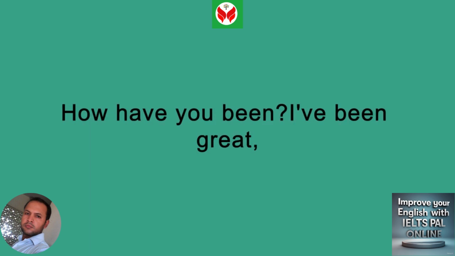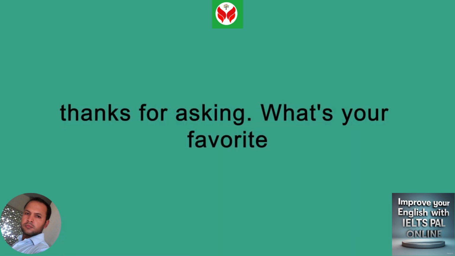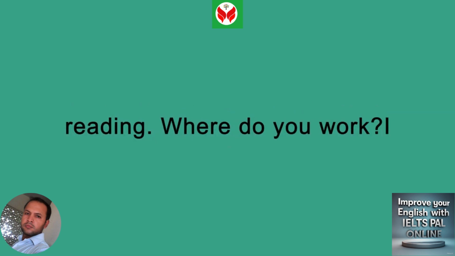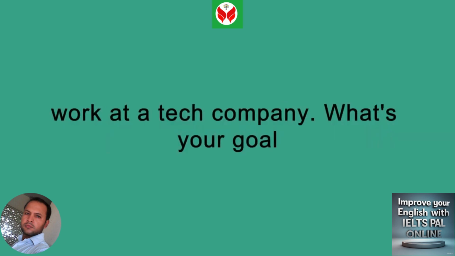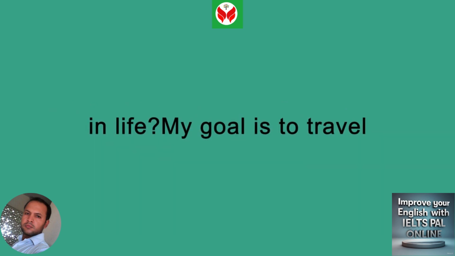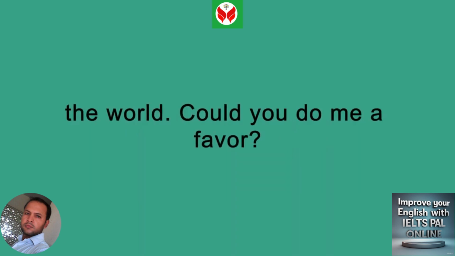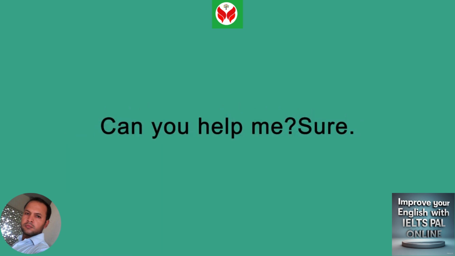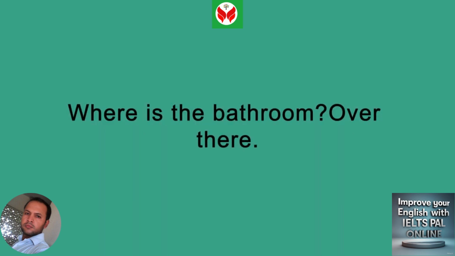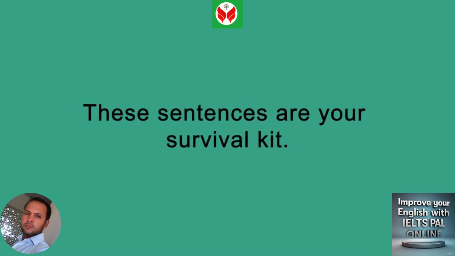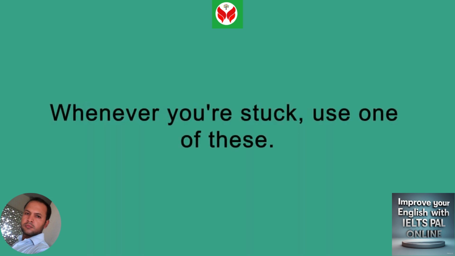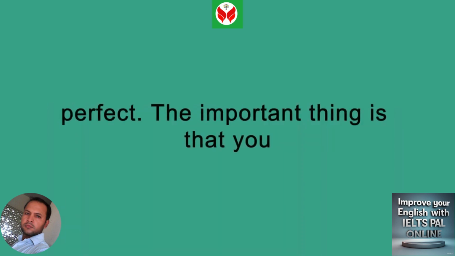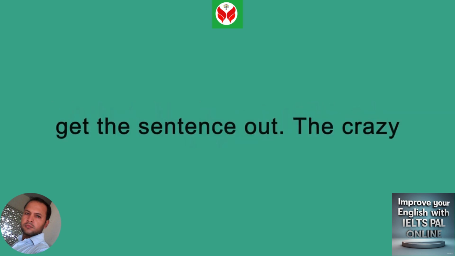How have you been? I've been great, thanks for asking. What's your favorite hobby? My favorite hobby is reading. Where do you work? I work at a tech company. What's your goal in life? My goal is to travel the world. Could you do me a favor? Of course. What do you need? Can you help me? Sure. Where is the bathroom? Over there. These sentences are your survival kit. Whenever you're stuck, use one of these. It doesn't matter if your accent isn't perfect. The important thing is that you get the sentence out.